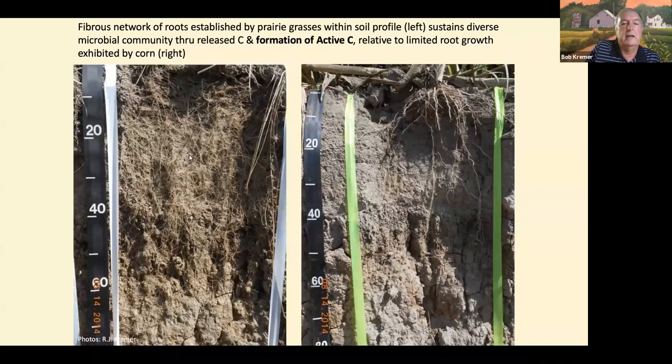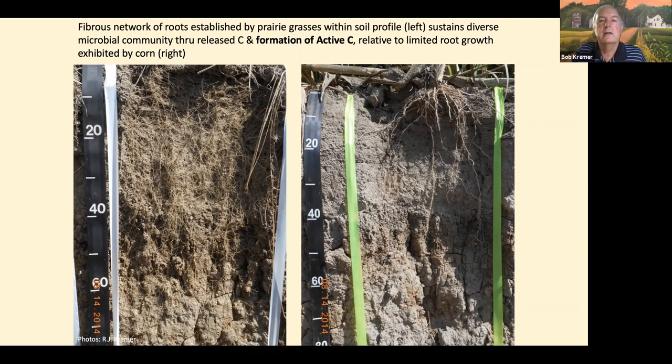And when you look at the root system of a prairie plant in the soil, these are roots of prairie grass. I think this was Indian grass that we have on Bradford Farm here, just east of Columbia. In a soil profile, you see this is 60 centimeters, which is about 3 feet or so depth into the soil.